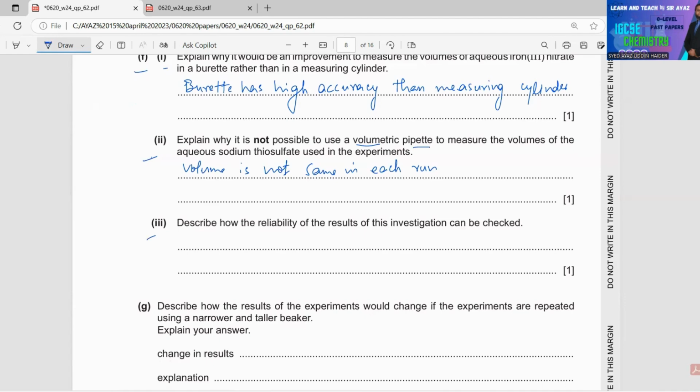3, describe how the reliability of the results of this investigation can be checked. Definitely, you can repeat the experiment and compare the graph obtained, or you can even repeat it and exclude anomalies. Repeat and exclude anomalies. Right? Repeat and compare the graph obtained.